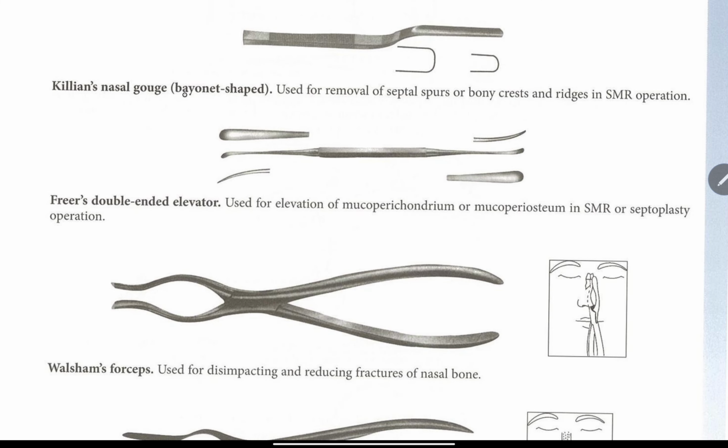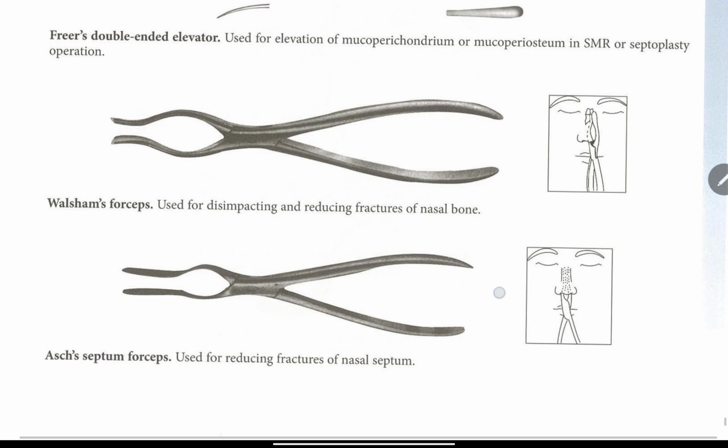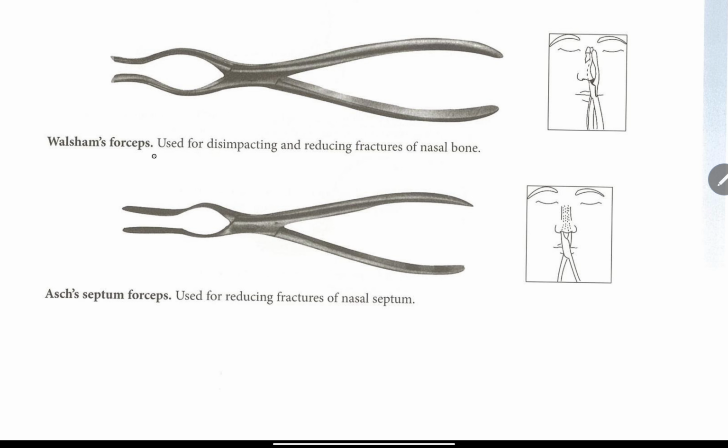Killian's nasal gouge, bayonet shaped, is used for removal of septal spurs or bony crests and ridges in SMR operation. Freer's double-ended elevator is used for elevation of mucoperichondrium or mucoperiosteum in SMR or septoplasty operation. Walsham's forceps is used for disimpacting and reducing fractures of nasal bone. Asch's septum forceps is used for reducing fractures of the nasal septum.